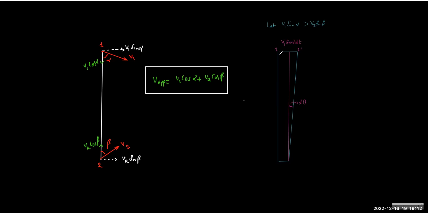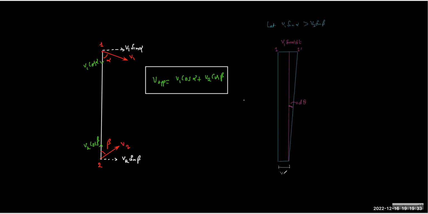Yes. Everyone tell me, I want to listen from all of you. Rugved, Prashant, Shreya, tell me. So 1 to 1 dash we can write as v1 sin alpha dt, yes or no? Yes. And the bottom will be how much then? Rugved, tell me.